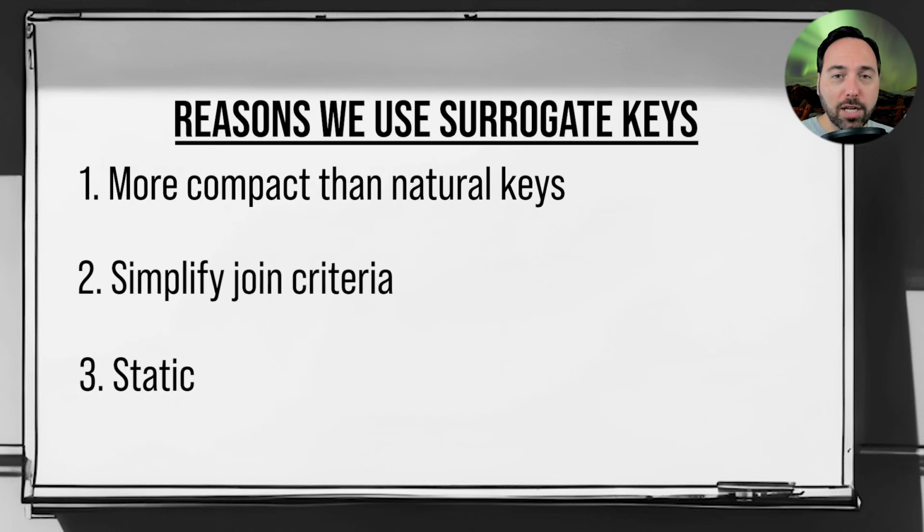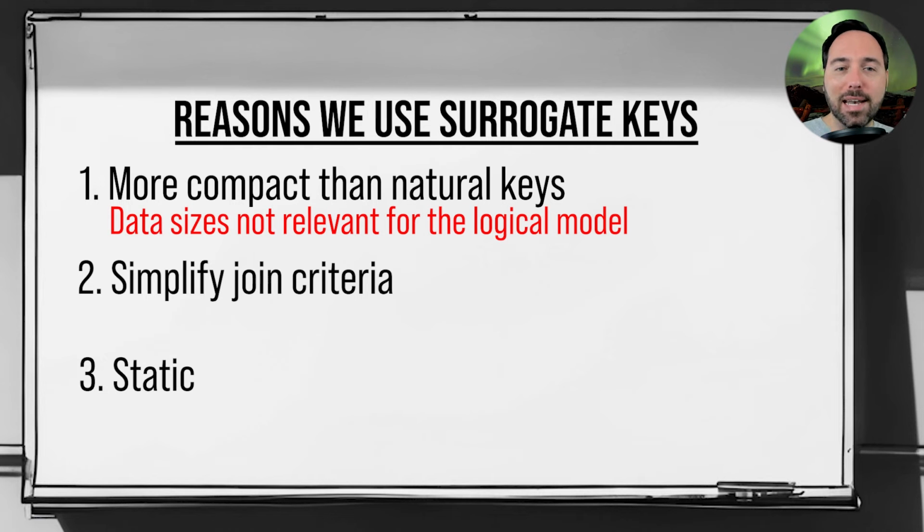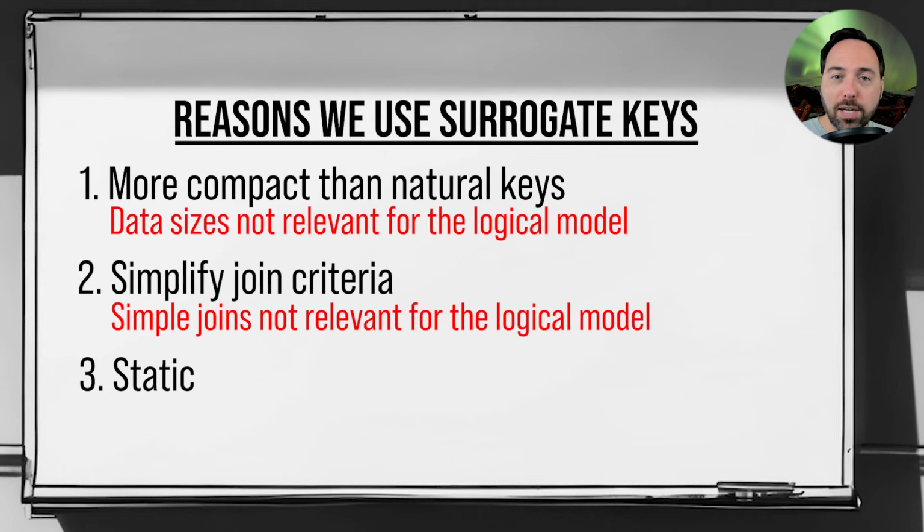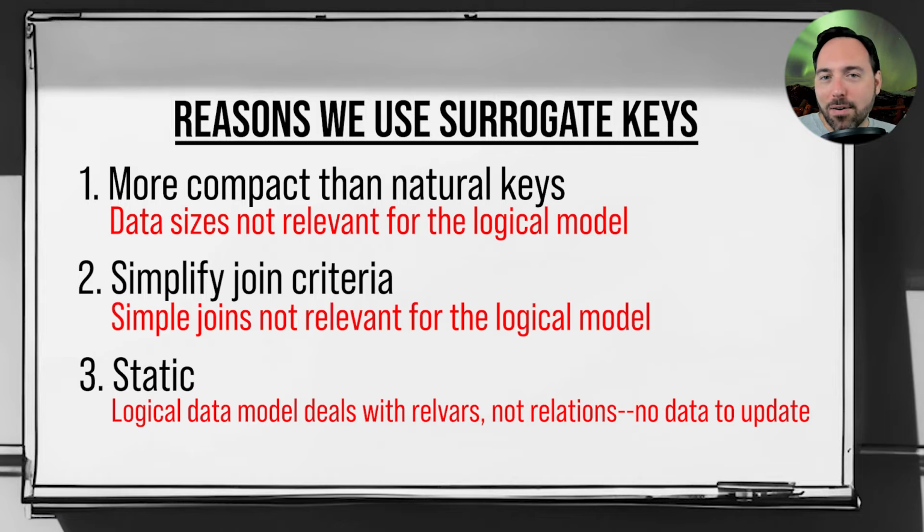There's no questioning that surrogate keys can bring value for a data modeler, but most of that value is further down the chain. Compactness does not matter for us in the logical data model, as we don't really care about data sizes or how we lay the results out on disk. Simplifying join criteria does not matter for us in the logical data model, as we're not writing SQL statements at that level. And static surrogate keys, they don't really matter either, as we think in terms of relvars at the logical data model level, not relations.